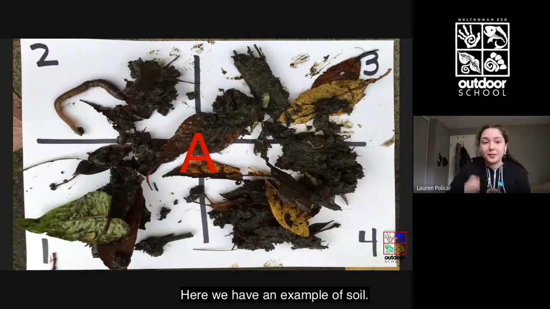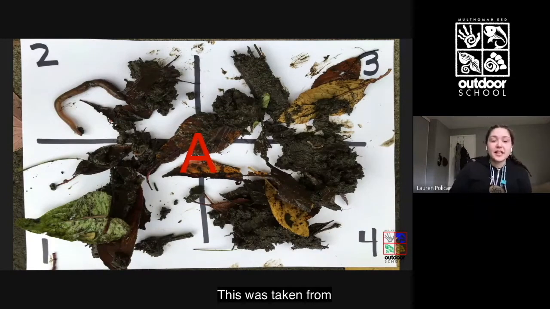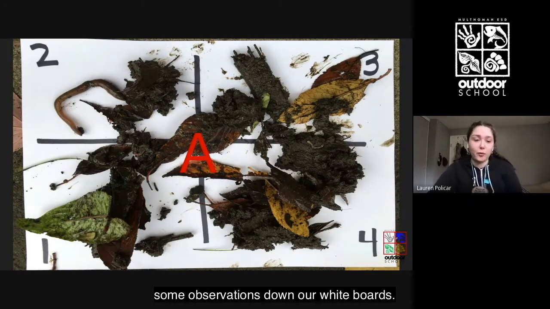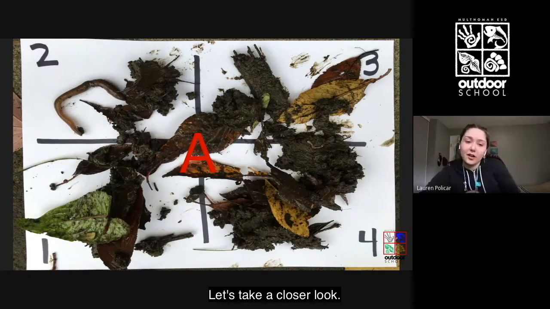Here we have an example of soil. This was taken from the very top of the soil, which is called the duff layer. We're going to be writing some observations down on our whiteboards. Let's take a closer look.